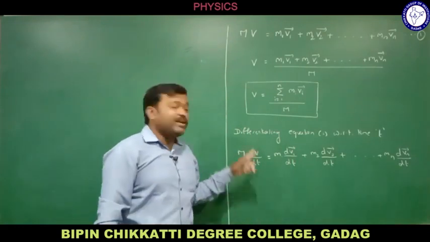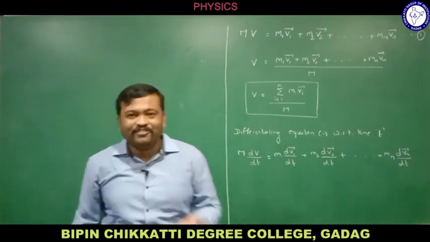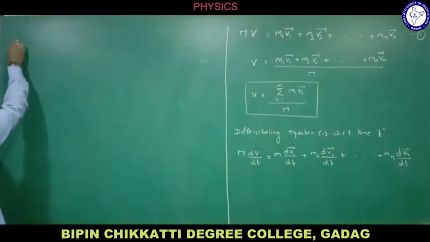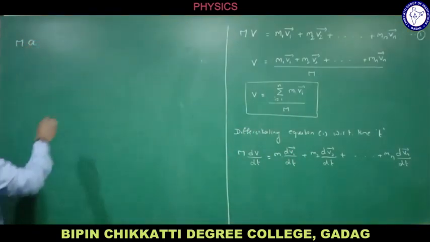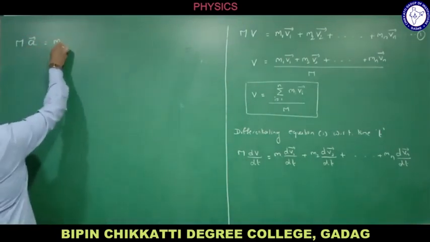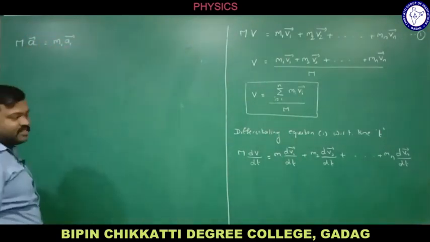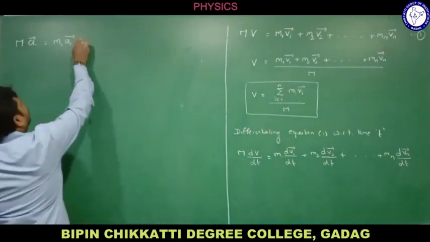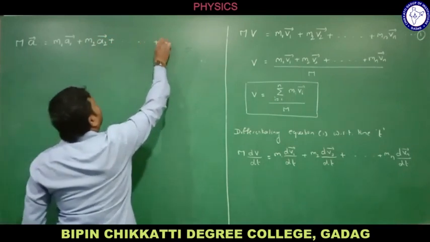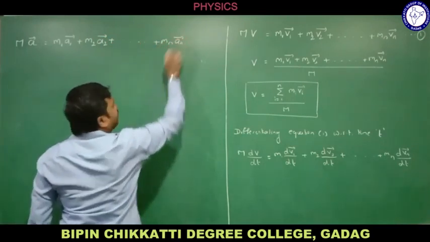Then what is dv by dt? Acceleration of the center of mass. That itself we want, right? Okay, now let me write that. So what do you get? m times the acceleration of center of mass. Let me take it as a general a vector, that is equal to m1 a1 vector plus m2 a2 vector plus dot dot plus mn an vector.